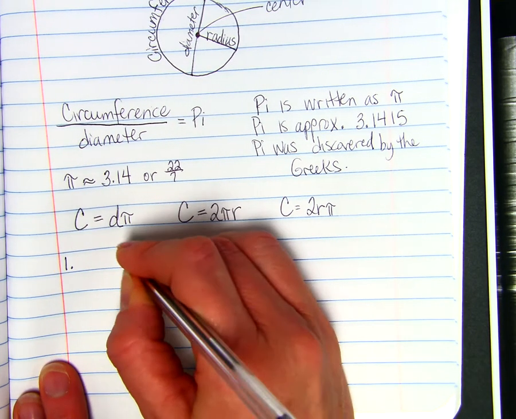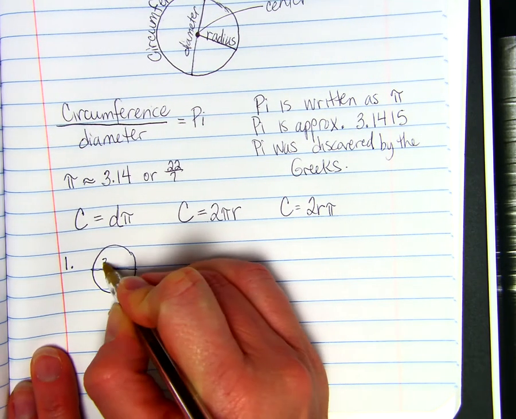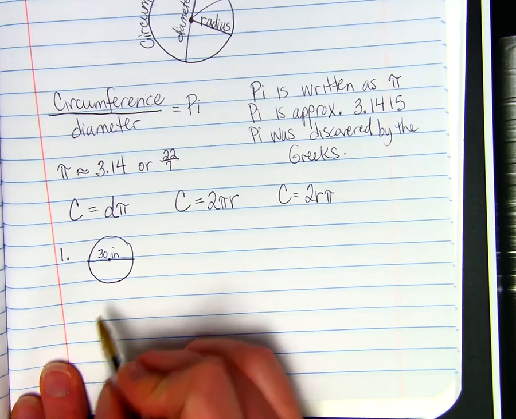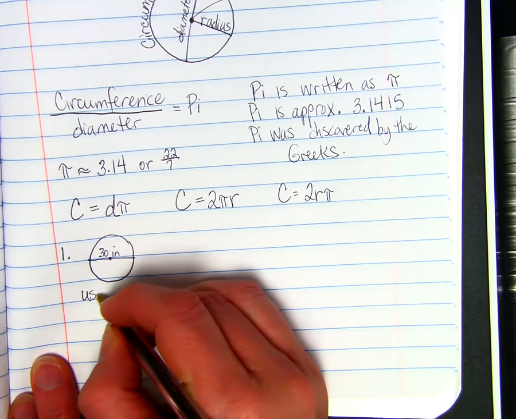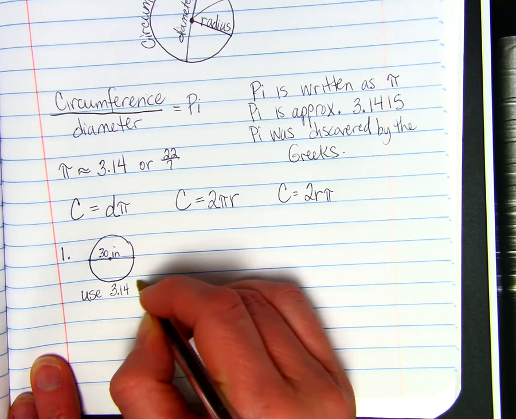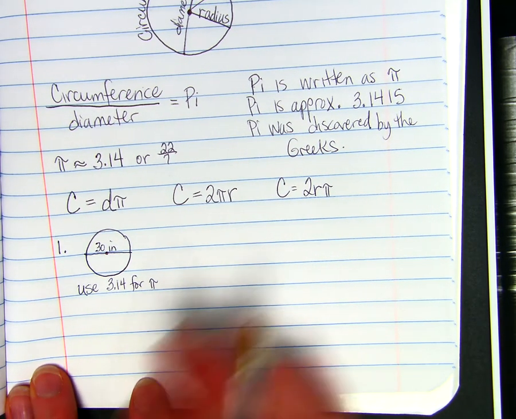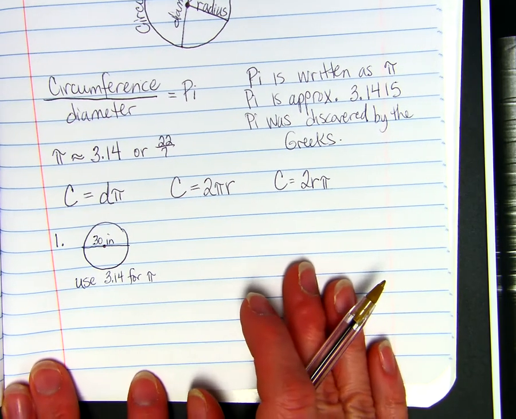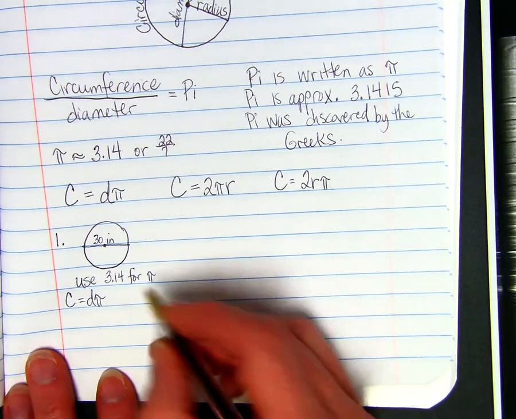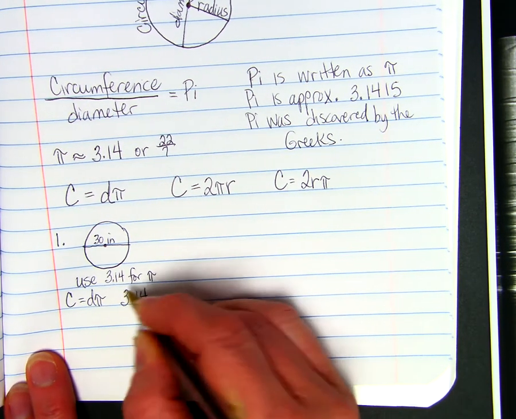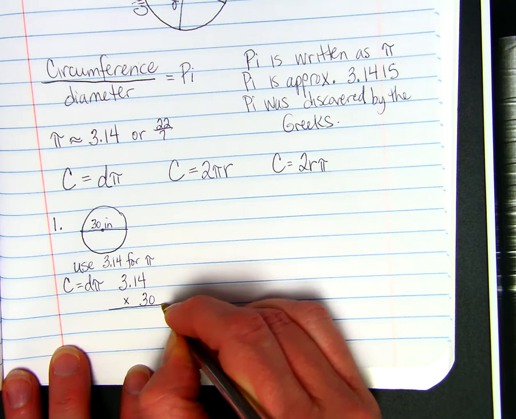So let's say we have a circle, just draw a small circle, that has a diameter of 30 inches. Usually it will tell you what to use for pi. A lot of times it'll say use 3.14 for pi. Does 3.14 equal pi? No, we're just approximating, okay? So we want to do our formula, diameter times pi. So we'll take what they told us to use, 3.14, times the diameter, which is 30.